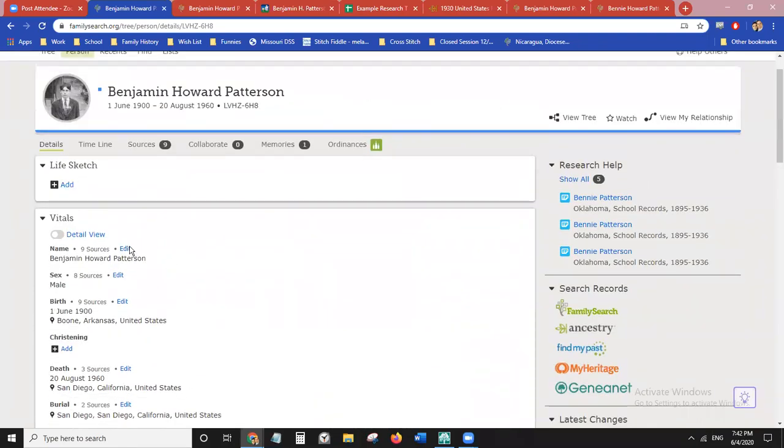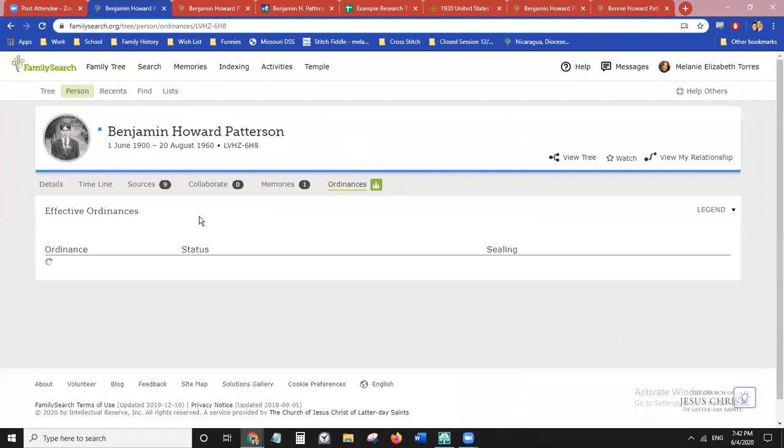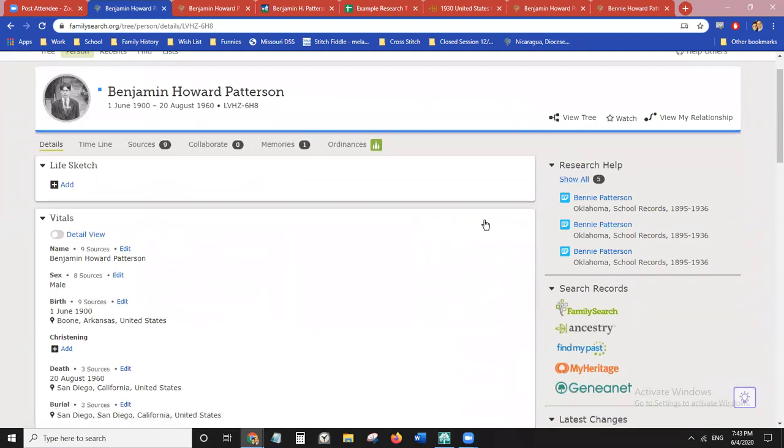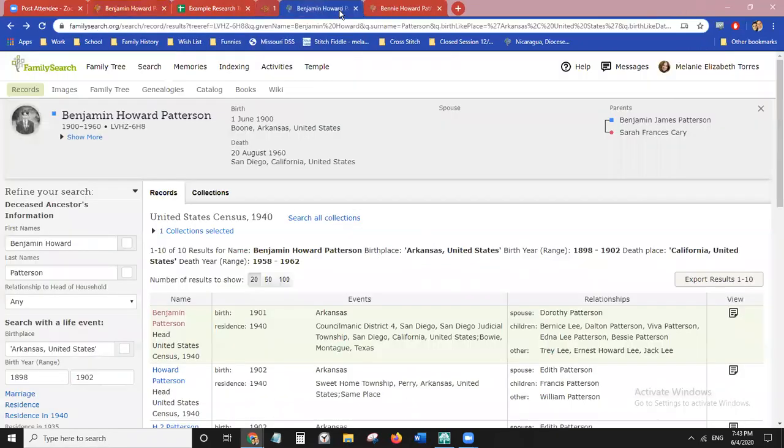So now that I found his vital records and I have sources for all of this information here, now I can say that Benjamin Patterson, he is well researched here. He's got some ordinances that we need to perform. We can seal them to his spouse. We've got some more research we can do if we want to. But for the most part, Benjamin's been covered pretty well.